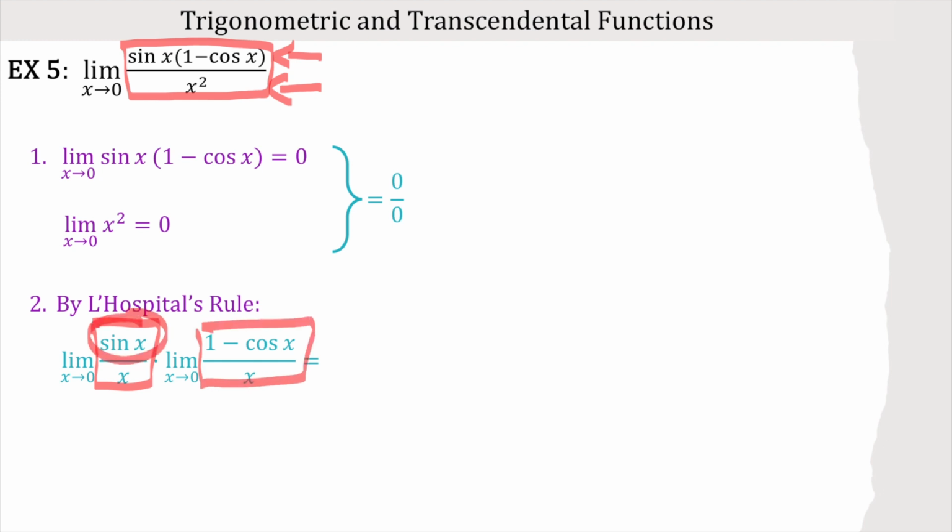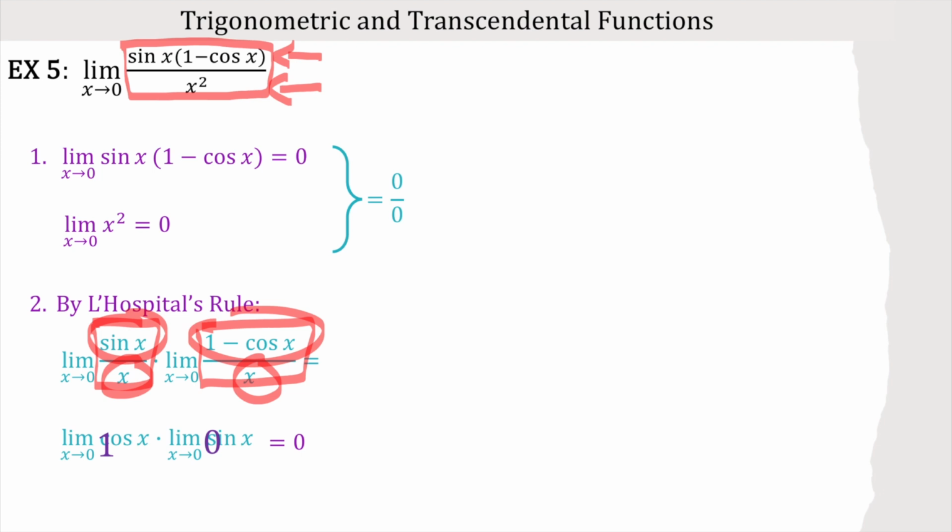So the derivative of sine x is cosine, the derivative of x is 1, the derivative of negative cosine is sine, the derivative of x is 1. See, that's just super pretty. Now we can plug in 0. So cosine of 0 is 1, sine of 0 is 0, so we have an answer of 0.